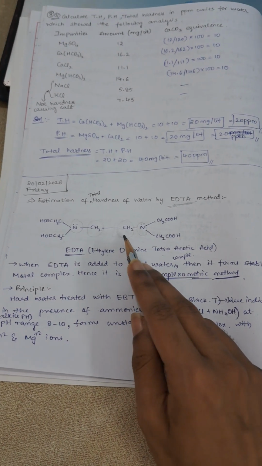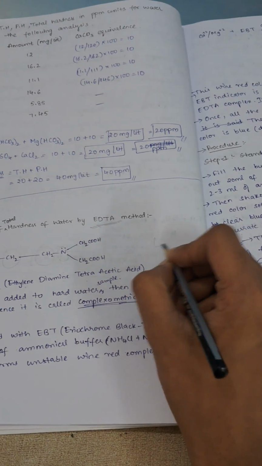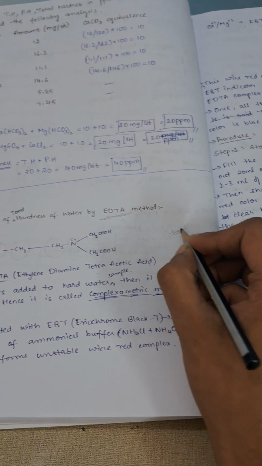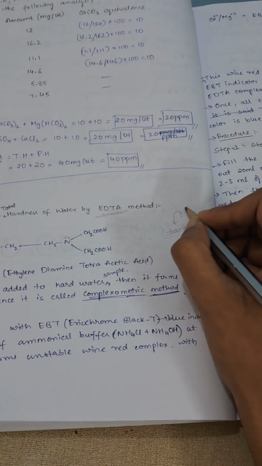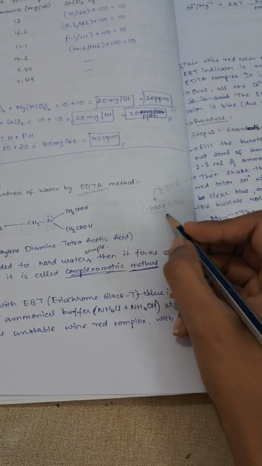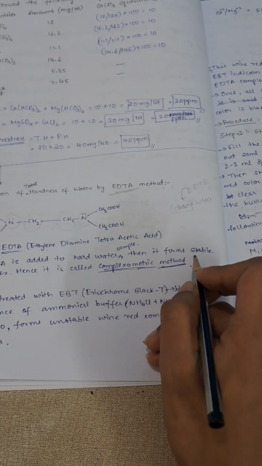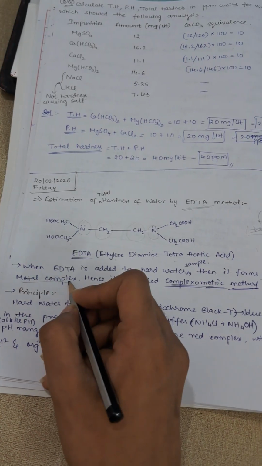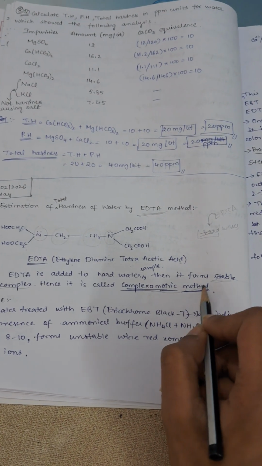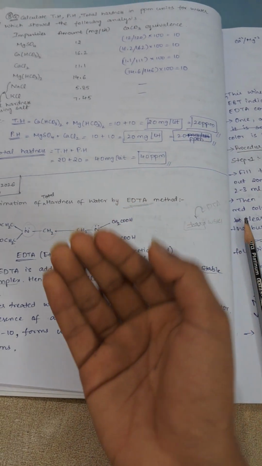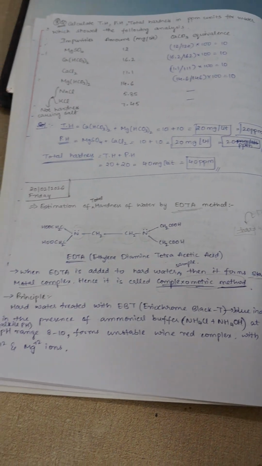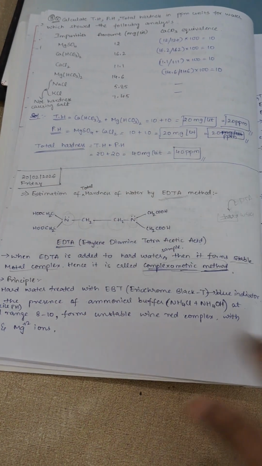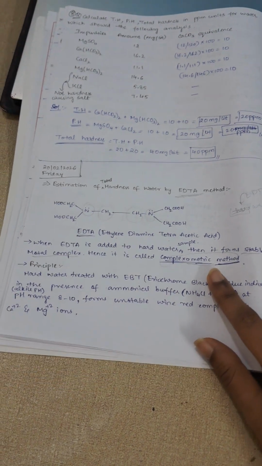This is EDTA. Now, assume that this is hard water. If you add EDTA to hard water, then it forms a stable metal complex. This is known as the complexometric method. So, take hard water, add EDTA, and you will get a stable metal complex. This method is known as the complexometric method.